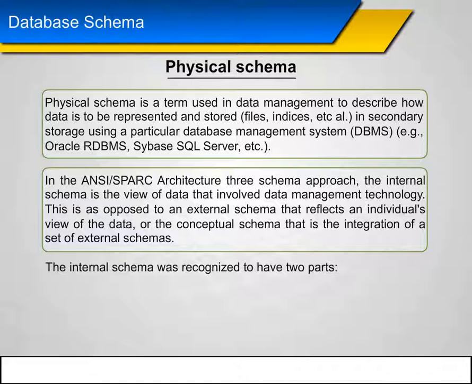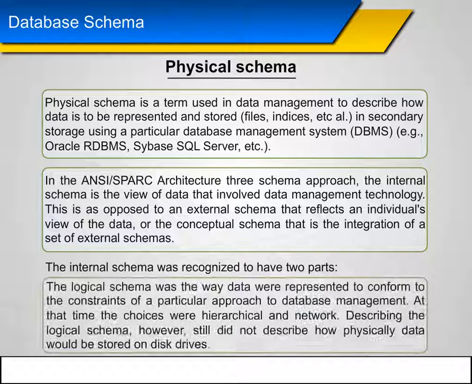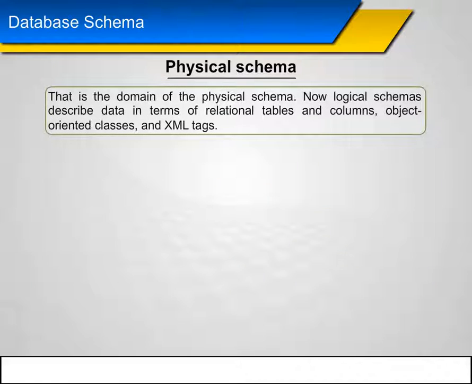The internal schema was recognized to have two parts. The logical schema was the way data were represented to conform to the constraints of a particular approach to database management. At that time, the choices were hierarchical and network. Describing the logical schema, however, still did not describe how physically data would be stored on disk drives. That is the domain of the physical schema.